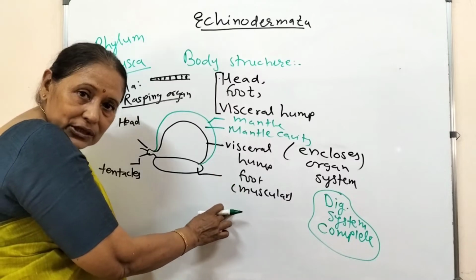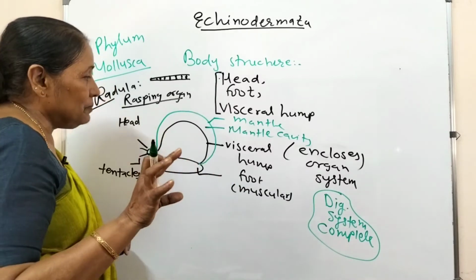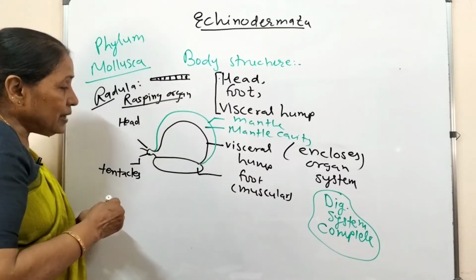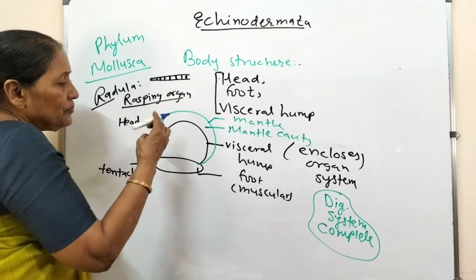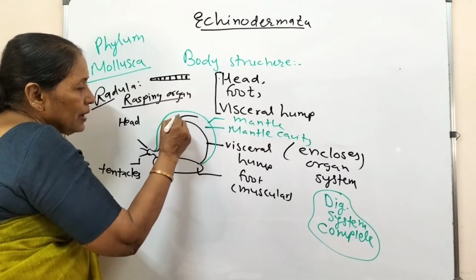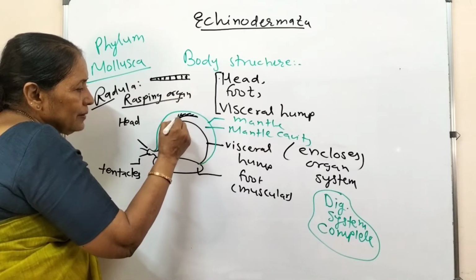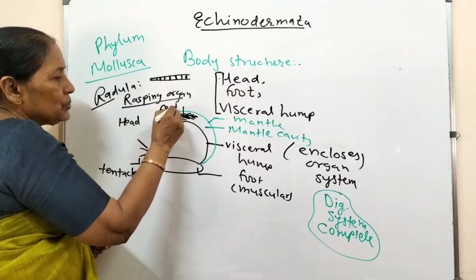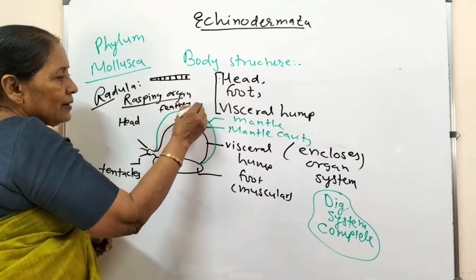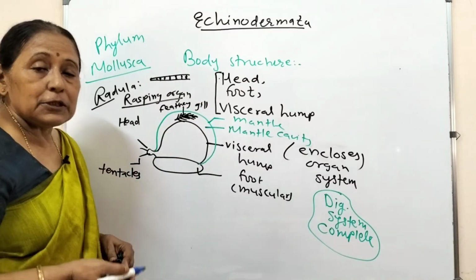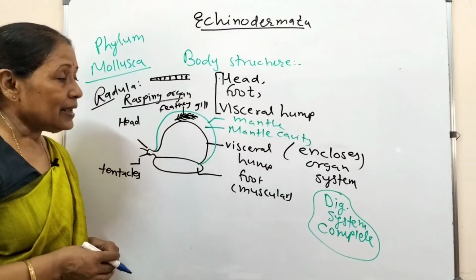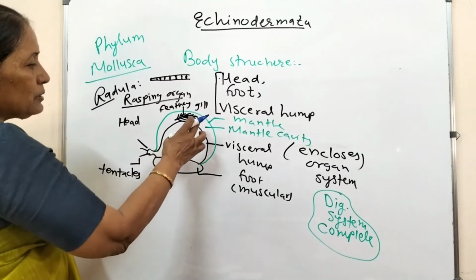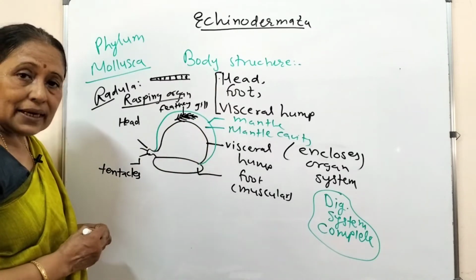Foot is muscular. Each and every point is important. And then in this mantle cavity, you will find the feathery gill. The gill is present here. This feathery gill is feather like, and it has respiratory as well as excretory function.